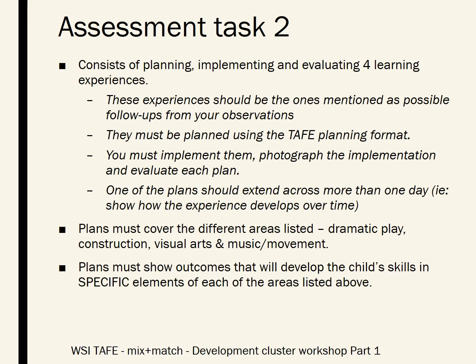You have to plan for the 4 different areas: dramatic play, construction, visual arts, music and movement, because that's needed to meet the requirements for 18 and 22. And you have to show outcomes that will develop specific skills within those areas. So dramatic play, your outcomes need to show development of skills that would be evident in dramatic play. So cooperative play, associative play, turn-taking, sharing, emotional, social type skills, visual arts. I've got some more information on that, and music and movement.